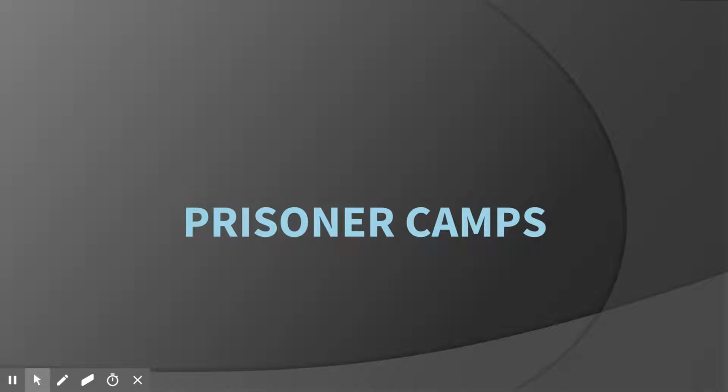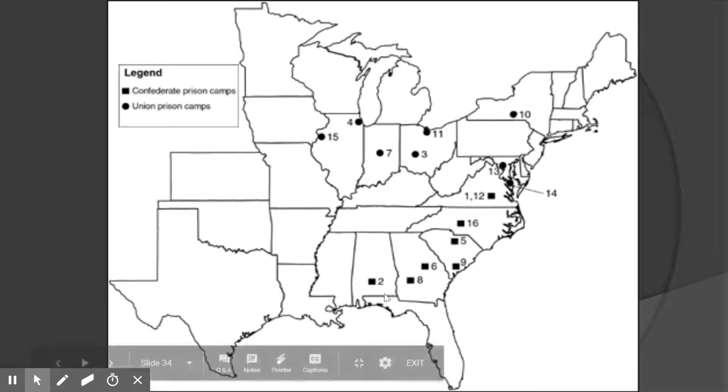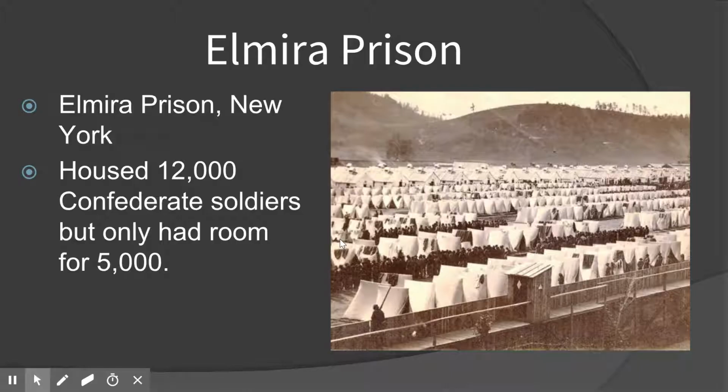Prison camps. I'm going to touch on this just real briefly. If you recall from the First Battle of Bull Run, we have men being taken captive quite often. And so this kind of gives you the map or location of the prison camps. 15 of them is what we have. Here are your camps or the Union prison camps, and then the Confederate prison camps. We have just a few examples of them.